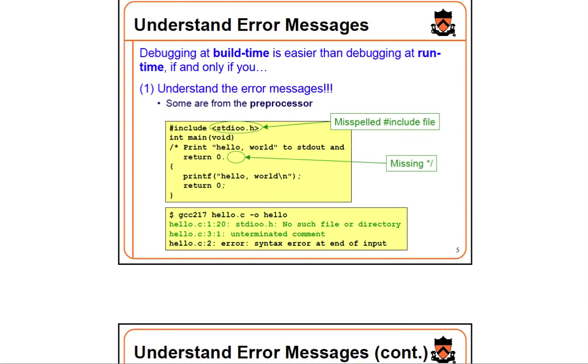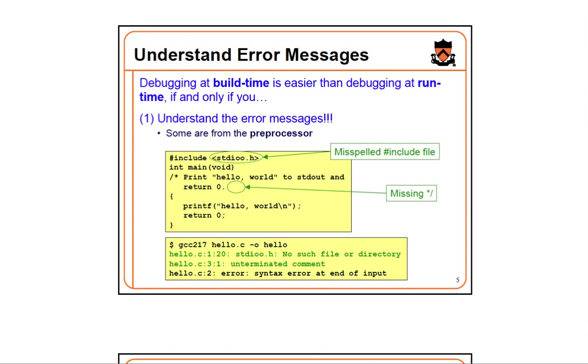Okay, one thing that we have to learn how to do, especially for those build time errors, is understand how to read the error messages. For example, here we've got some preprocessor error messages. We've got some other types. So let's look at these. Here we've written a hello file. I've already circled where the errors are: stdio.h, and then a missing close on a comment, if you will.